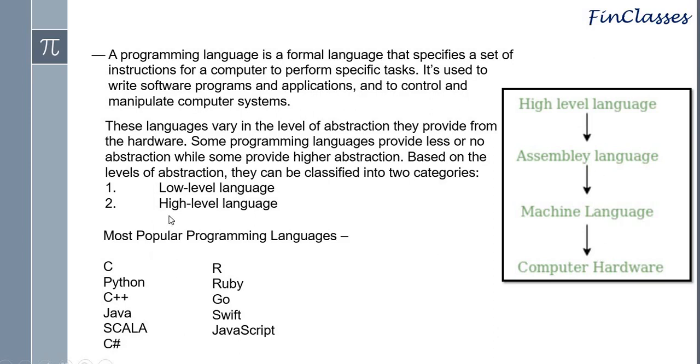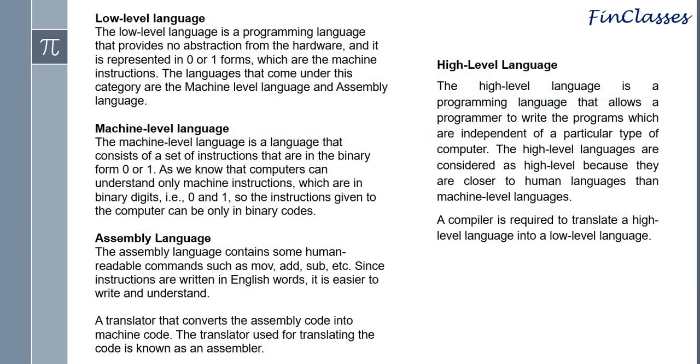So basically, as we keep on discussing, there are two languages, low level language and high level language. Low level language is meant for the machine and high level language is meant for the humans. Most popular programming languages as of today include C, Python, C++, Java, Scala, R, Ruby, Go, Swift and JavaScript. This list goes on; there are a lot of programming languages. Now let us move to the next slide to understand each one of them.